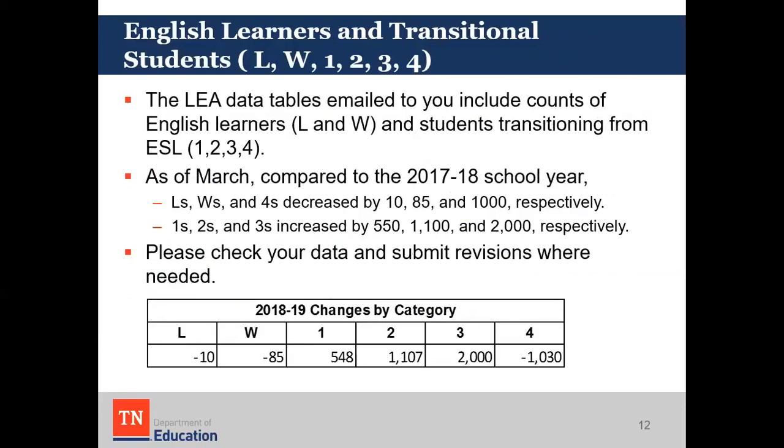English learners and transitional students. The LEA data tables emailed to you include counts of English learners, students with the L and W English language backgrounds, and students transitioning from ESL, those with the 1, 2, 3, and 4 English language backgrounds. As of March, compared to the 2017-18 school year, L's, W's, and 4's decreased by 10, 85, and 1,000 respectively. By contrast, 1s, 2s, and 3s increased by 550, 1,100, and 2,000 respectively. Please check your data and submit revisions where needed.